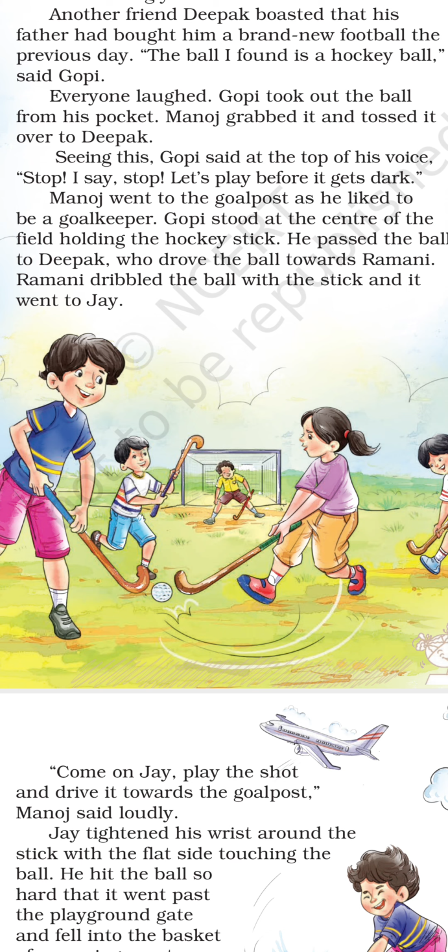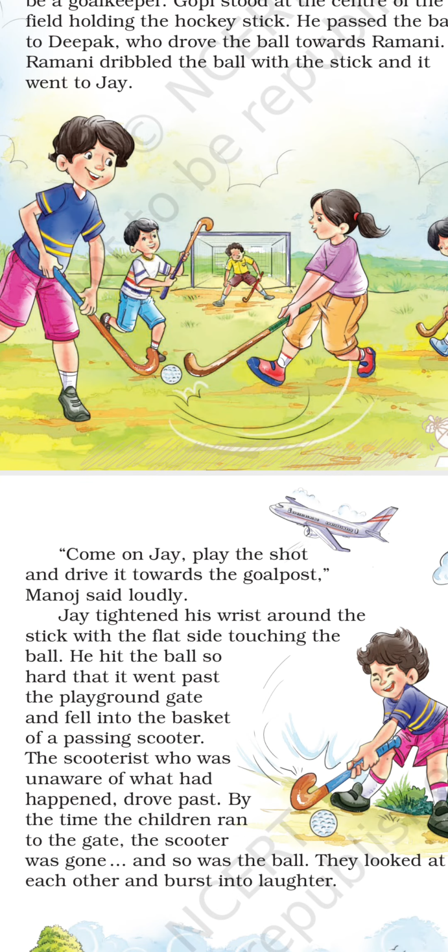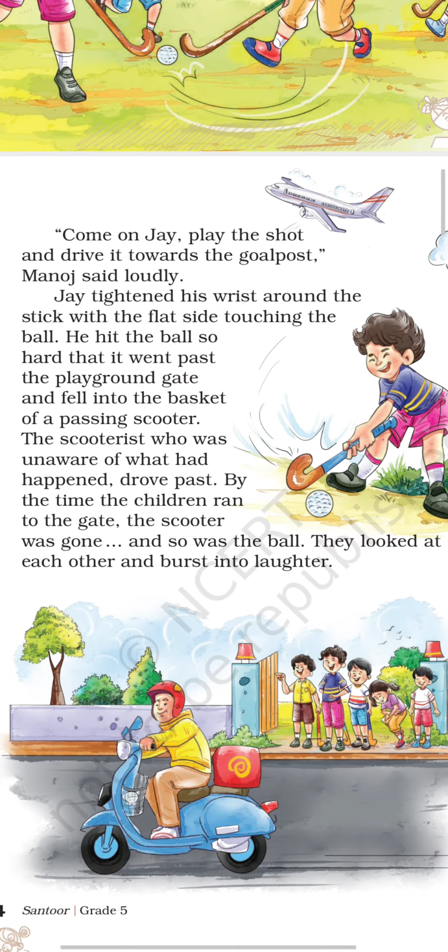We shall play. Manoj went to the goalpost as he liked to be the goalkeeper. Gopi stood at the center of the field holding the hockey stick. He passed the ball to Deepak, who drove the ball towards Ramani. Ramani dribbled the ball with the stick and went to Jay. Jay was another friend of Gopi and they all started playing. Deepak, Manoj, Ramani, Jay, Gopi. Everybody started playing with the hockey stick.